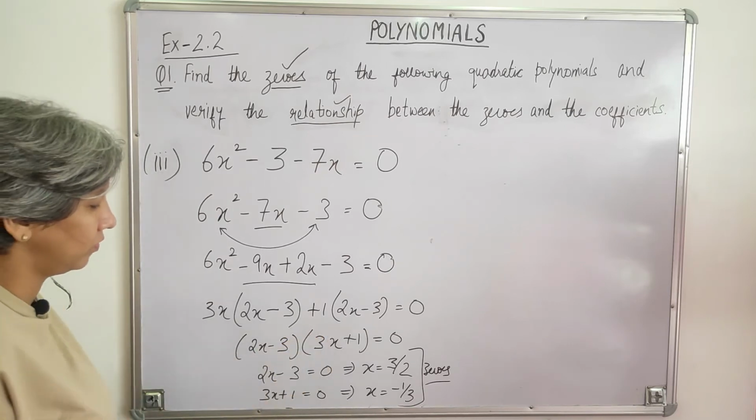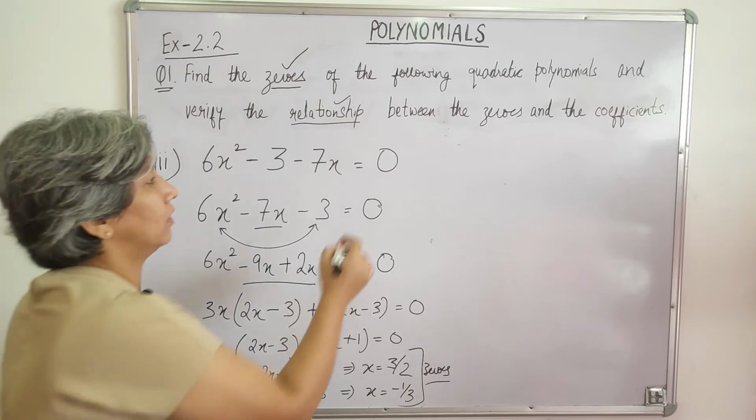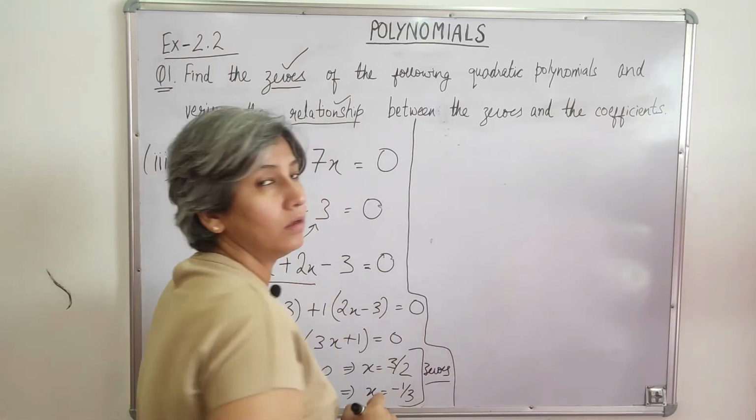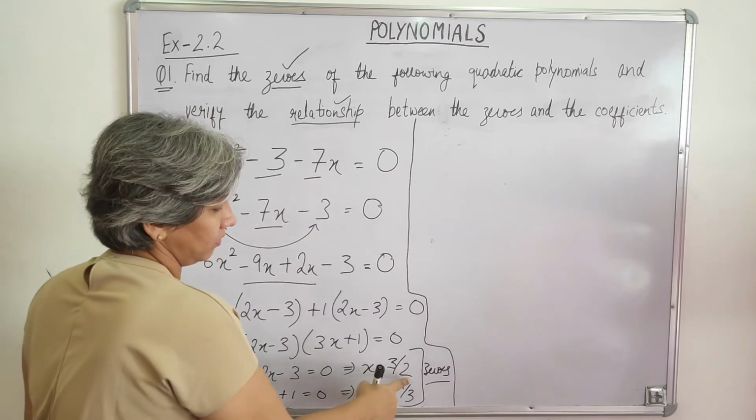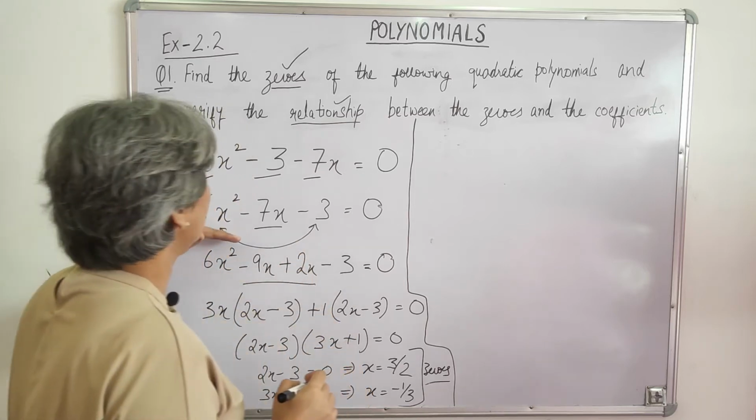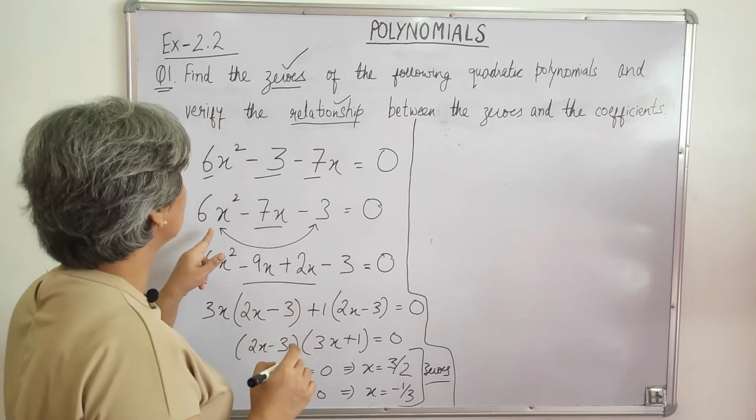3 by 2 and minus 1 by 3. Now we will do the relationship. 3 by 2 and minus 1 by 3 are the zeros for this polynomial. Now let's find out the coefficients.